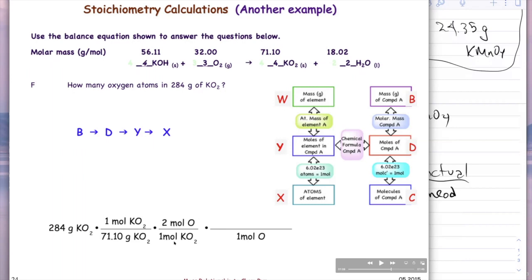That's the relationship. For every 1 mole of KO2, we got 2 moles of oxygen. And finally, we use Avogadro's number. So all you've got to do is the math. And that takes care of that very tedious marathon problem.